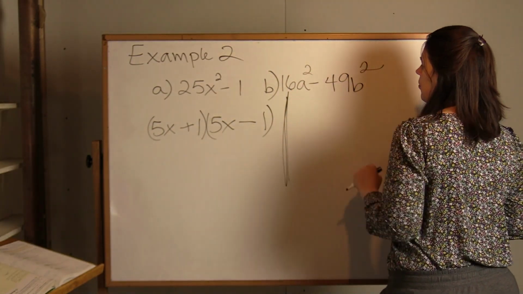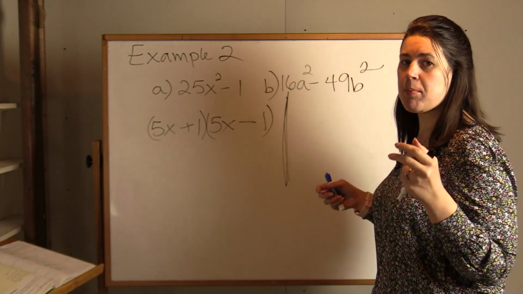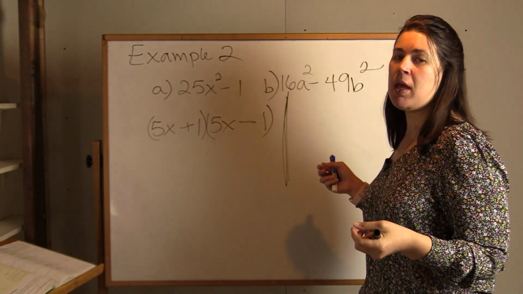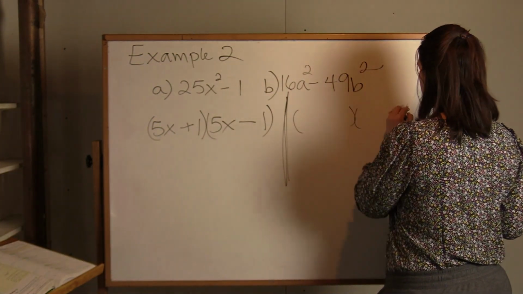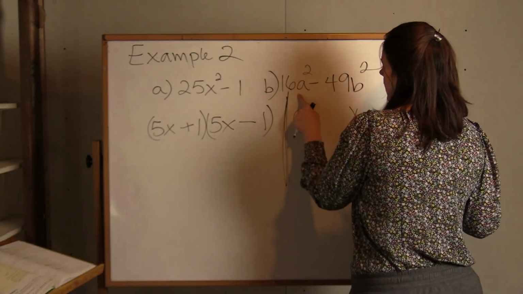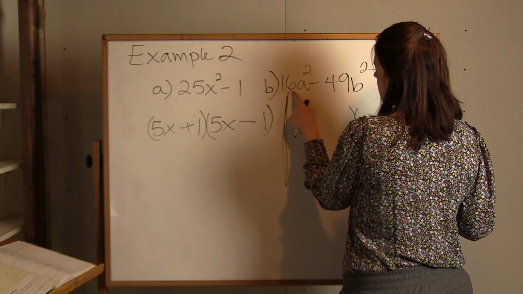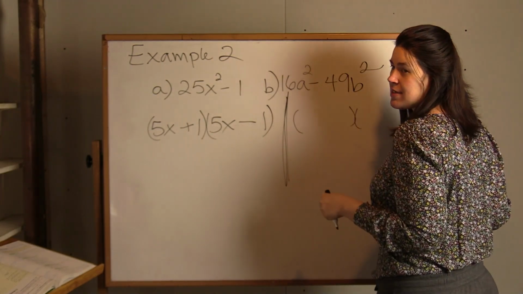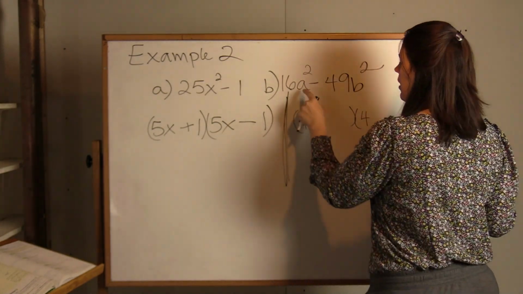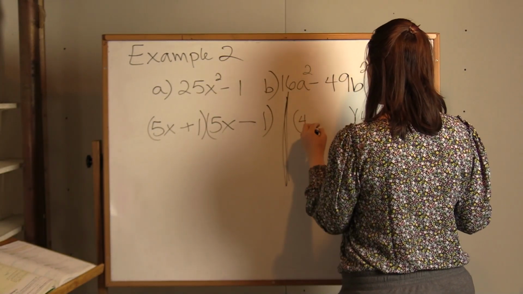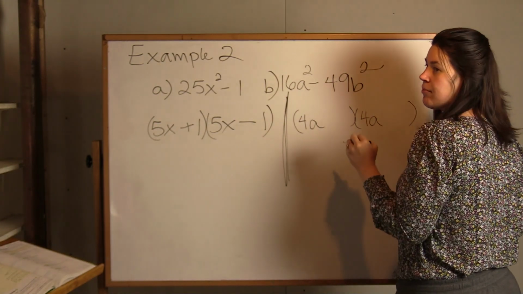16a squared minus 49b squared. I know that both the first term and the last term are perfect squares. So what I'm going to do now is go ahead and draw my 2 binomial sets. Take the first term, 16, the square root of 16 is 4 because 4 times 4 equals 16. A squared, it's even, so I'll have A and A.